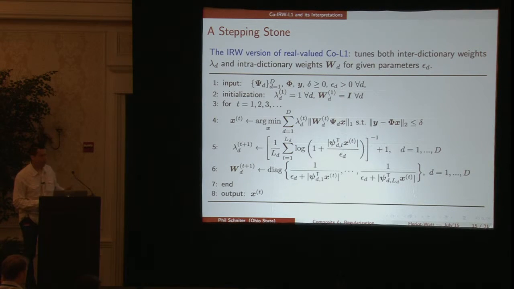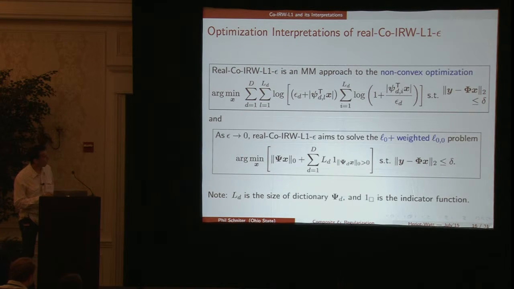And we're going to focus on the real valued case, because in the complex valued case, some of the expressions change. But in this case, we have an algorithm that iterates between solving a weighted L1 problem and then adapting the interdictionary weights according to this equation here, and then adapting the intradictionary weights according to the standard iteratively reweighted L1 approach. So this is this intermediate algorithm, and it has some nice interpretations. Again, it's a non-convex optimization problem.